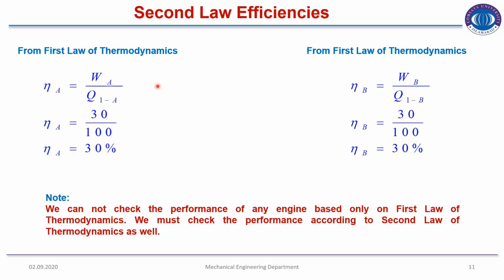So in the previous slide we have two different heat engines, but they have similar parameters. QH, QL and W work output for both engines were the same, but the source temperatures were different. Heat engine A has less source temperature and heat engine B has greater source temperature. But when we checked the thermal efficiency based on the first law of thermodynamics, it is the same for both heat engines.